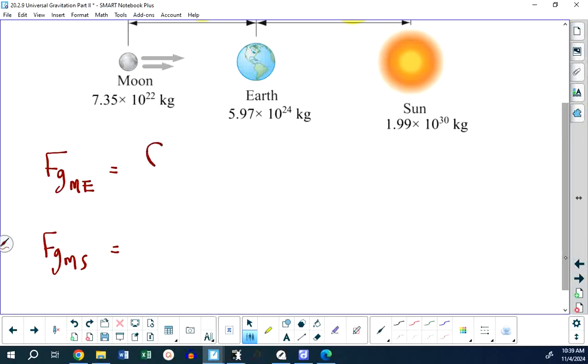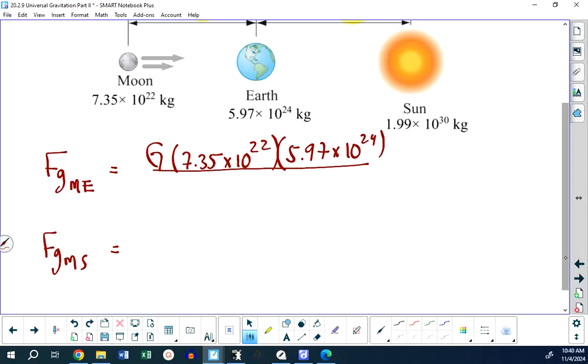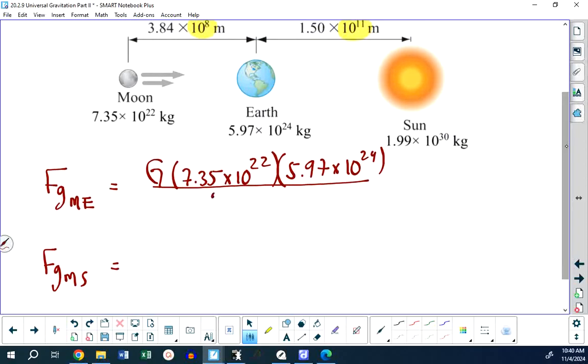So these are easy calculations. After that lesson on Friday and going through all those questions we did, we just have to take this G, 6.67 times 10 to the negative 11, multiplied by the mass of the moon, 7.35 times 10 to the 22, multiplied by the mass of the earth, 5.97 times 10 to the 24, and divide by the distance between them squared, which is given in the question as 3.84 times 10 to the 8 meters. And we're going to square that.